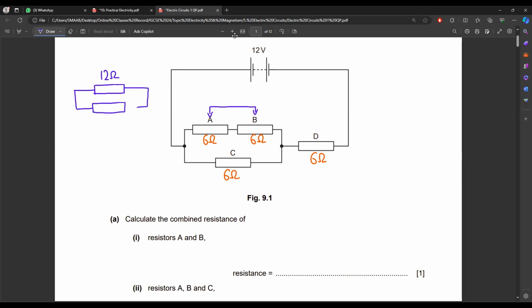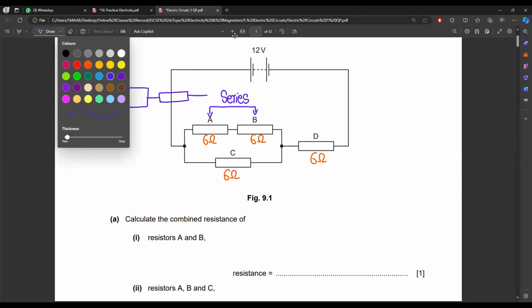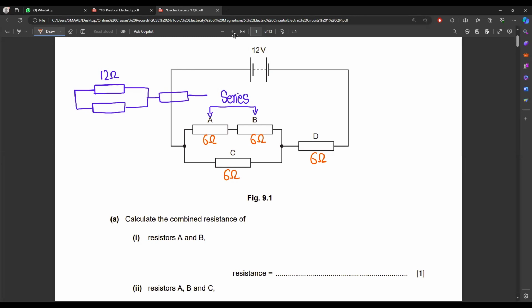I thought we multiply, but no, we add. No, you don't need to multiply. You have to use the concept of series or parallel combination. So first of all, we combine these two resistors and they are joined in series combination. So your new circuit diagram will be like this.